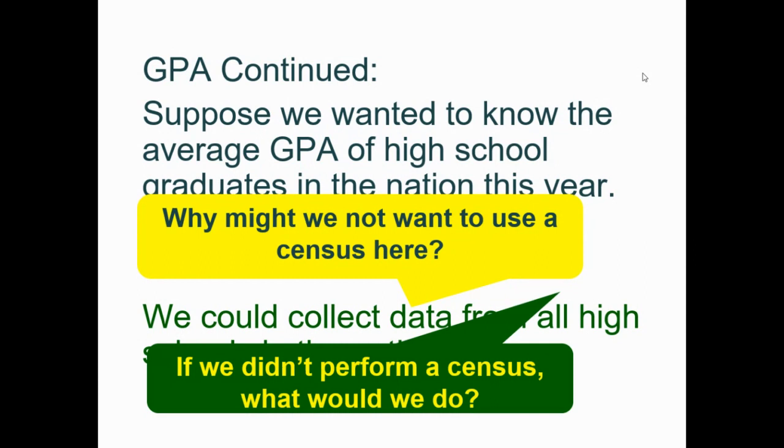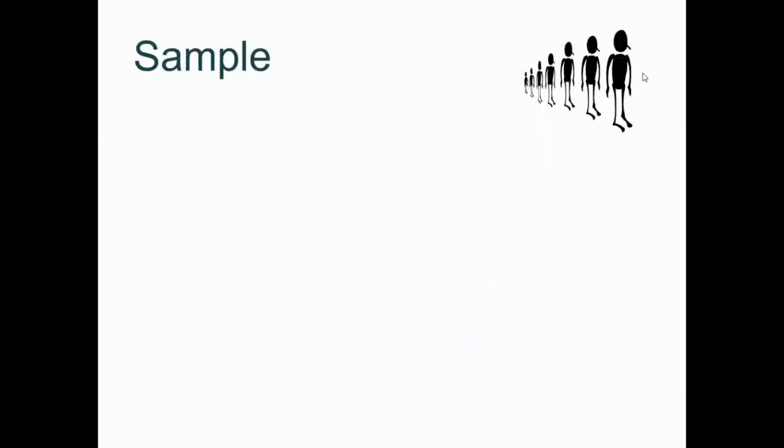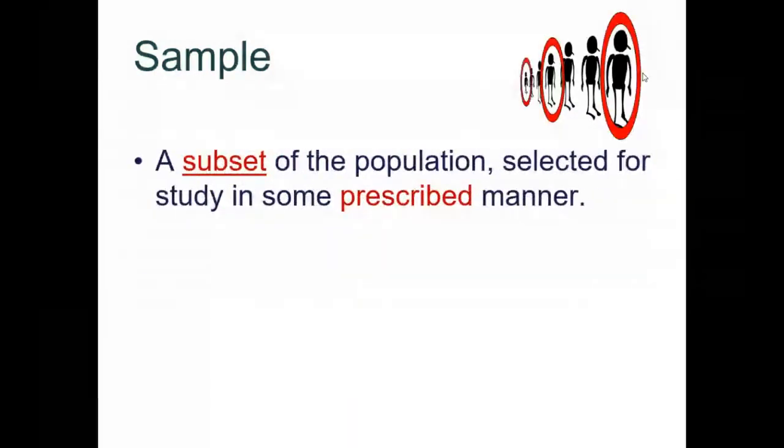So if we didn't perform a census, what could we do? We can't sample everybody, so what could we do? Sample, select them, that's right. We could use a sample. So a sample of the population, a sample is a subset of the population. And we select it in some prescribed manner.